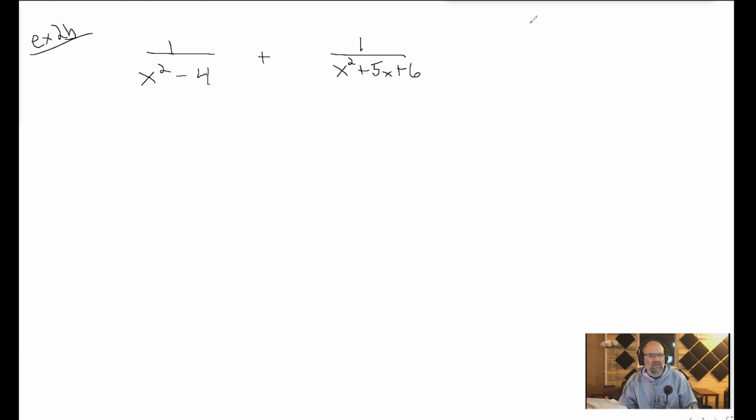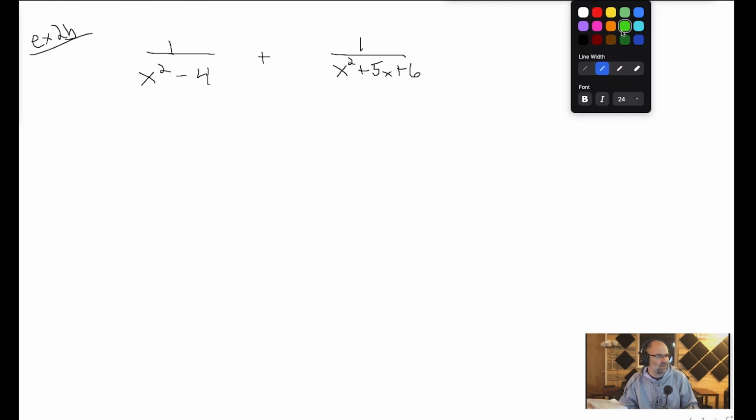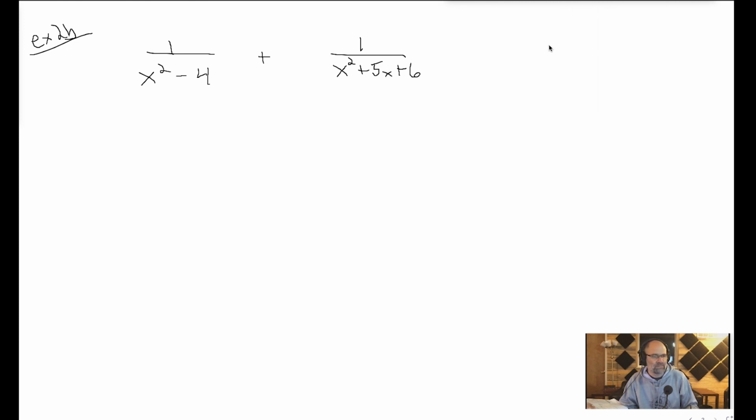Okay. All right, when in doubt, factor out. We don't know the factors of this. So remember, we're trying to find the least common multiple, and you need to know your factors before you can do that. So let's factor it out. How does x squared minus 4 factor? You're cutting out, but I'm pretty sure you said x plus 2, x minus 2, right?